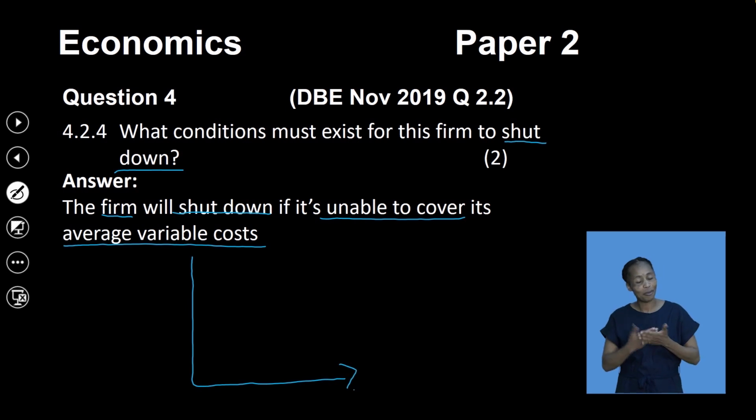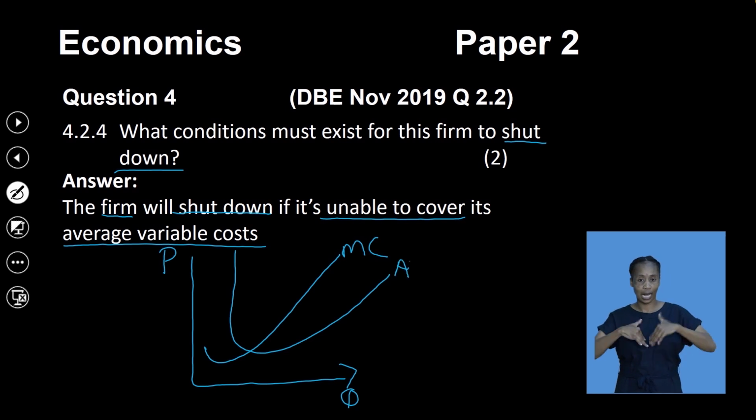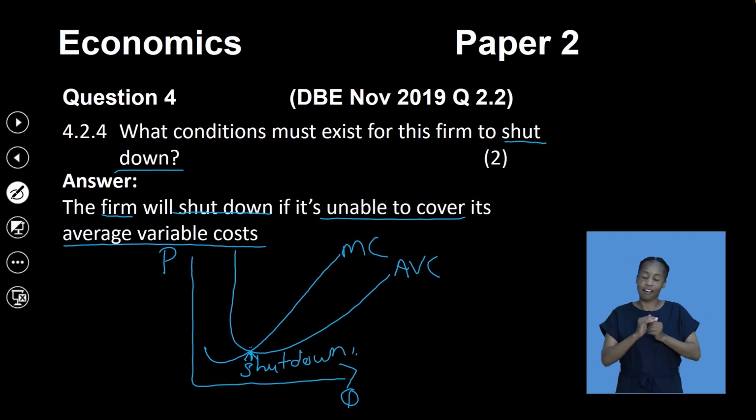You need to be able to draw as well the shutdown point. What is our shutdown point, people? For a perfect competitor, the shutdown point is the point where, so this is our shutdown point, our point where our MC is equal to our AVC there. Right, so we will shut down if we are not able to cover our average variable cost. That is our shutdown there.